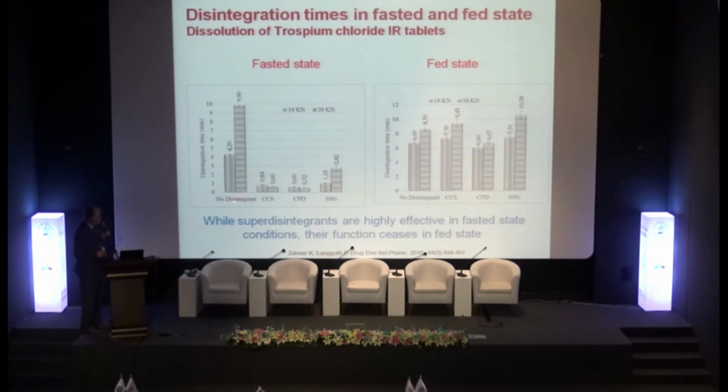You see, when we have no disintegrant, in the fasted state we have relatively higher disintegration times. The difference here is the compression force. This is 10 kilonewton and this is 30 kilonewton. But if we add super disintegrants, either croscarmellose or crospovidone or sodium starch glycolate, this disintegration time drops quite dramatically. And this is typically what you observe in the normal studies, because all of the studies are done under low viscous conditions. Super disintegrants work, okay?